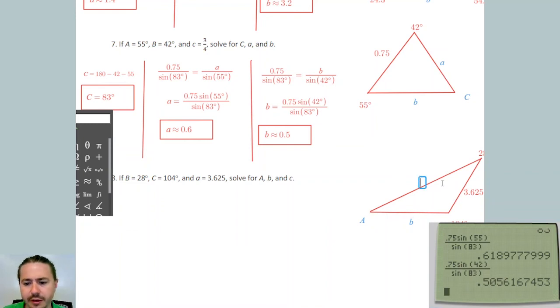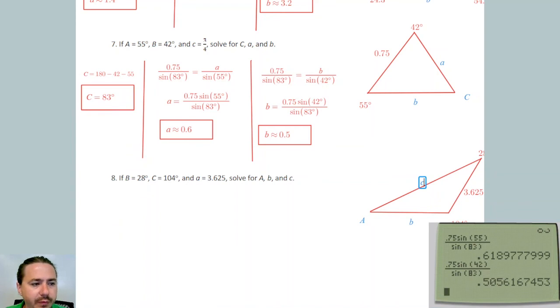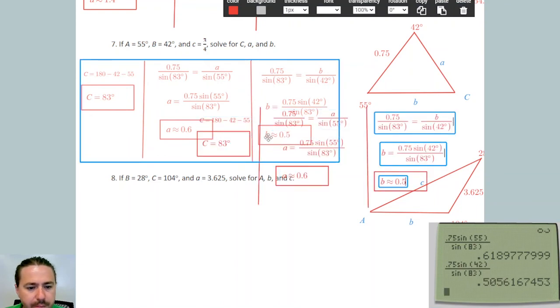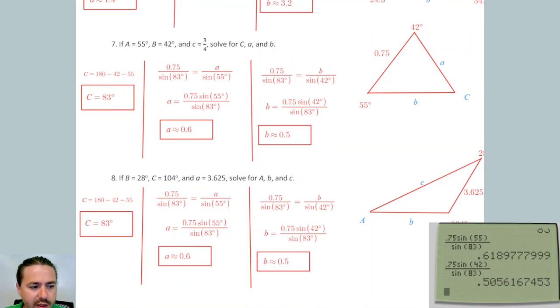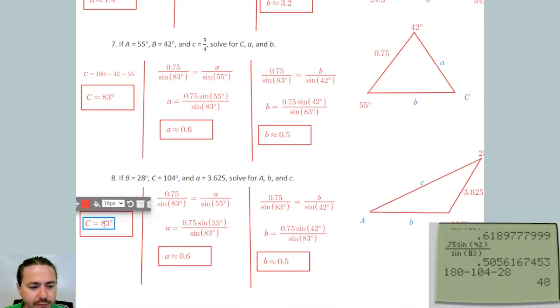So this is going to be another angle-side angle where we don't have a pair explicitly, but we can find angle A by subtracting from 180. So we're going to essentially do the same set of steps that we did up here, down here. So angle A is going to be 180 minus the two other angles, so minus 104 and minus 28. Type that in, 104 minus 28 gives me 48 degrees. So now I know angle A.